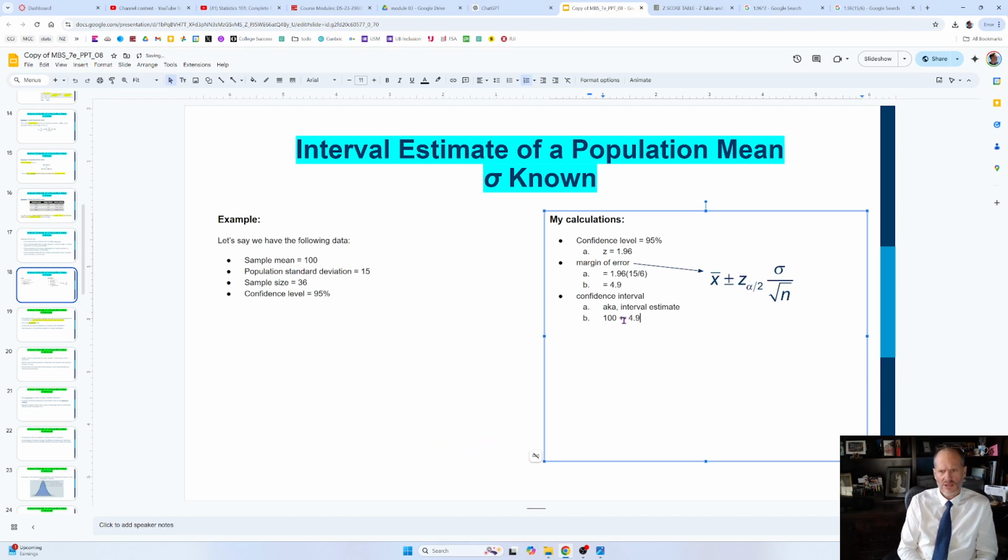4.9. And so the interval will be, I don't know, what is that, 95.1. 95.1, with plus 4.9 is 100, right? Yeah, just checking that. And then that's going to be 104.9.